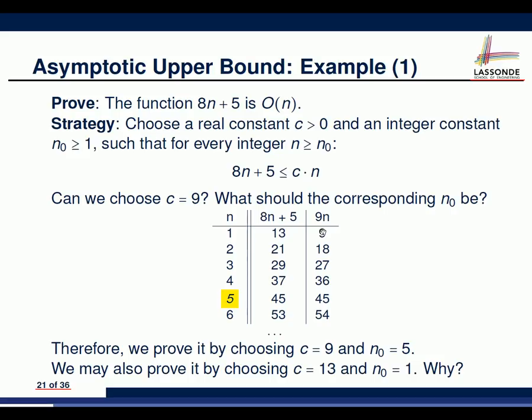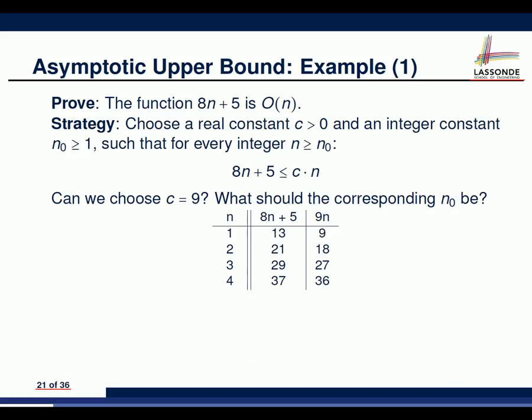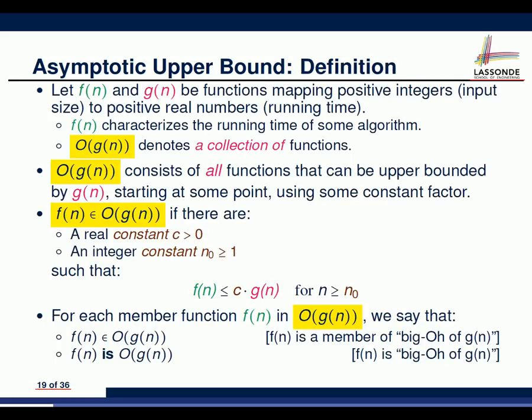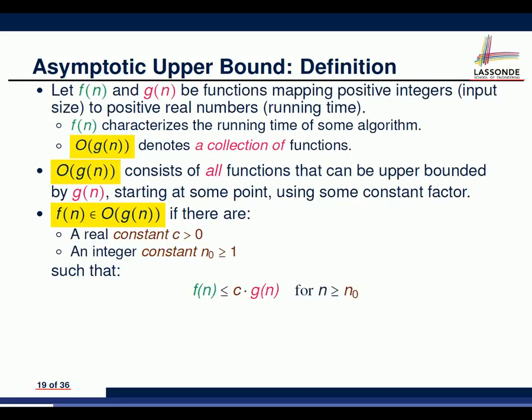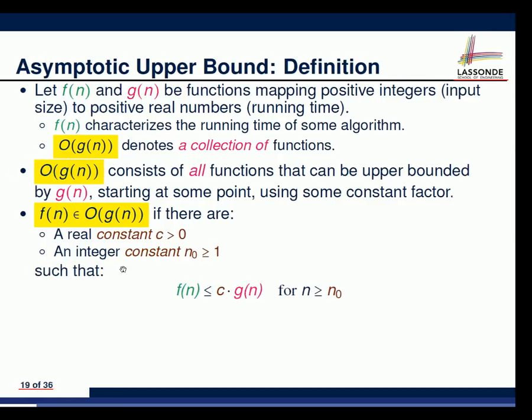Let me go through a little bit more definition about big O. We have covered up to now: given some running time function, you want to decide its asymptotic upper bound. And this symbol over here is membership. This is what you can think about.